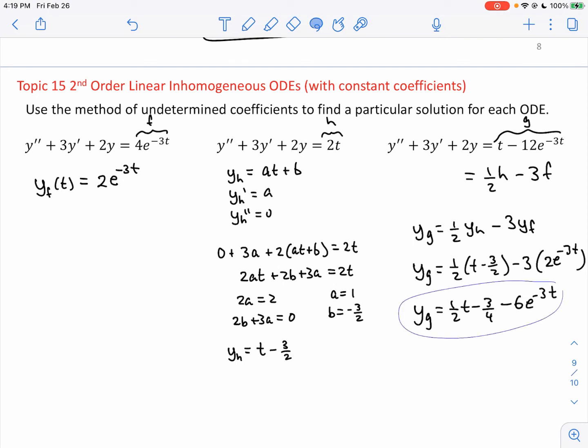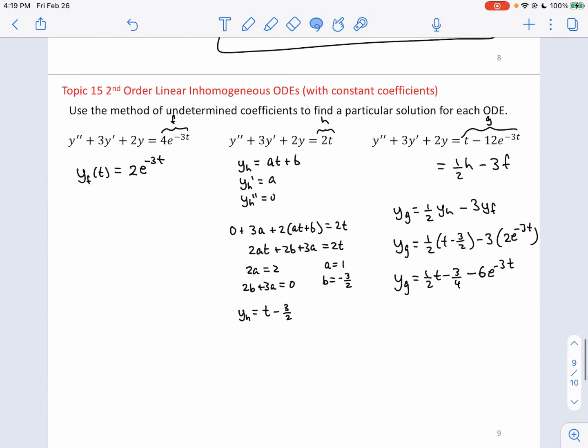So we can get this particular solution for this forcing function by combining the particular solutions of these two forcing functions.